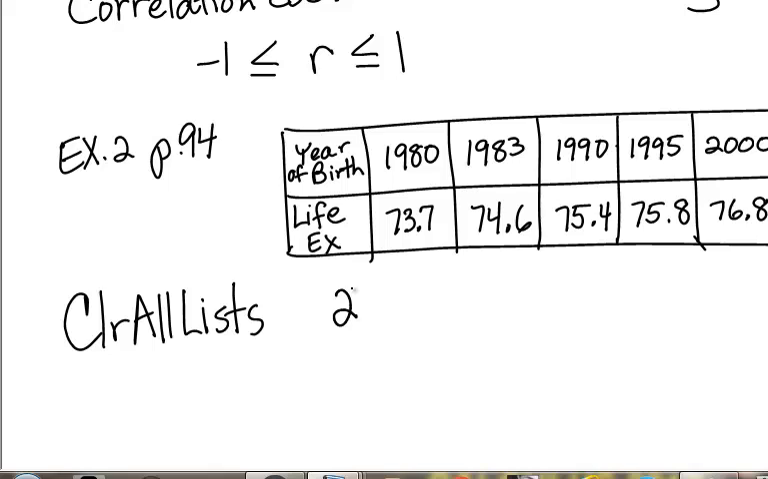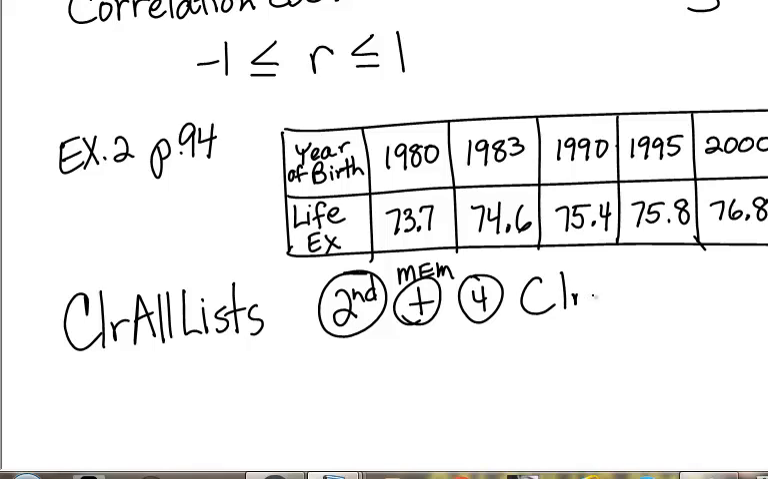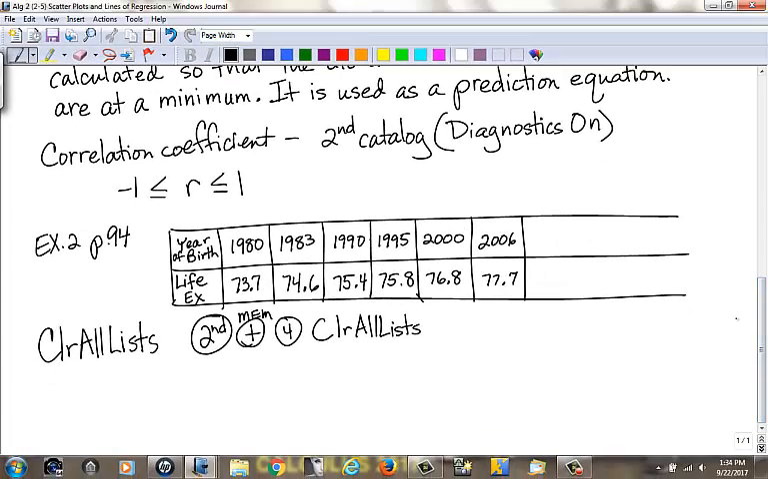It's under second function. If it's a key, I usually circle it: the plus sign, the mem, and then if you just press number 4, it takes you to clear all lists. There are at least 4 ways to clear the list, but I think this is the quickest way.